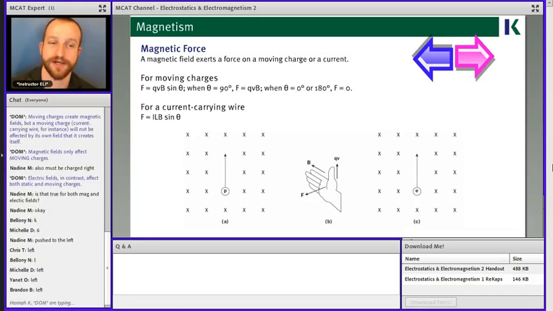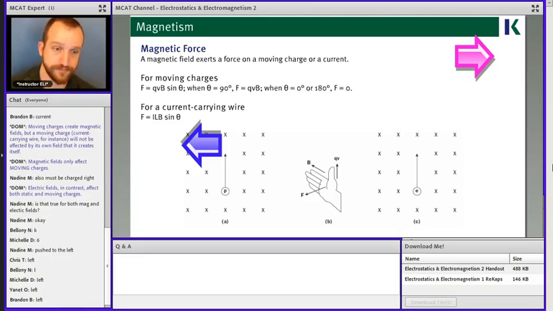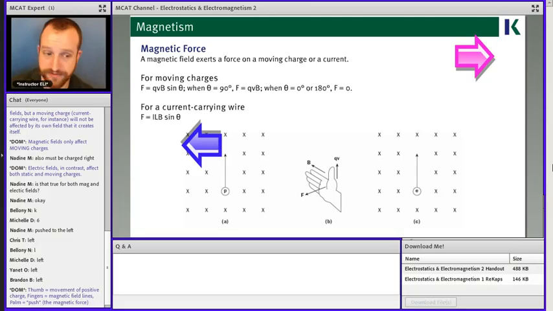Better be pushing directly to the left. Nicely done. Absolutely. Now, at this point, we've been using the right-hand rule. It got us forces pushing to the left because we're tracking the positive charge. Positive charge is current. We're good.